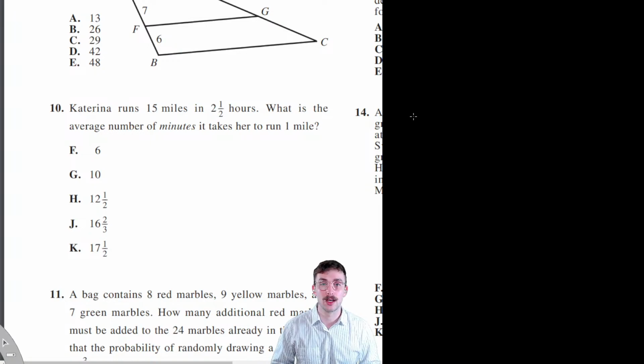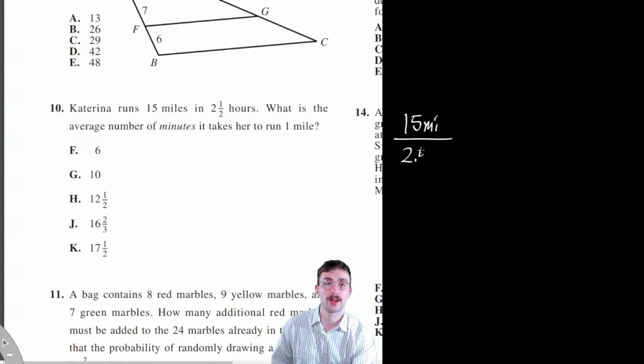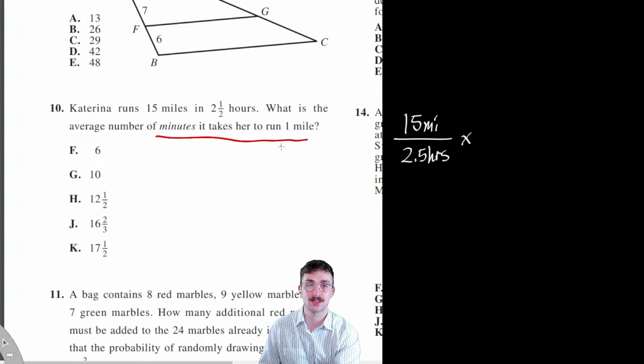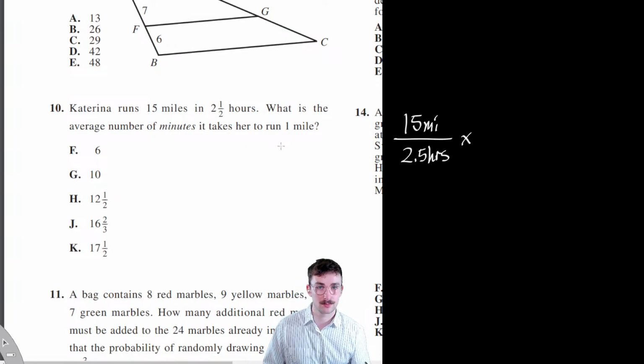Just to recap, if you've taken chemistry, this might look familiar. What I'm going to do here is say, all right, it's 15 miles in 2.5 hours. I'm going to multiply that by something over something, and it's going to be a conversion that I'm going to come up with now. The conversion is, they want to know the number of minutes it takes her to run 1 mile. There are a few things going on here, so first things first, I want to just make that conversion.